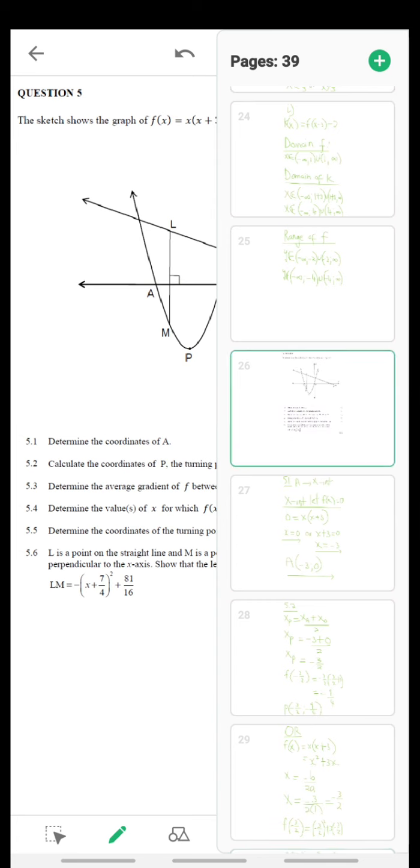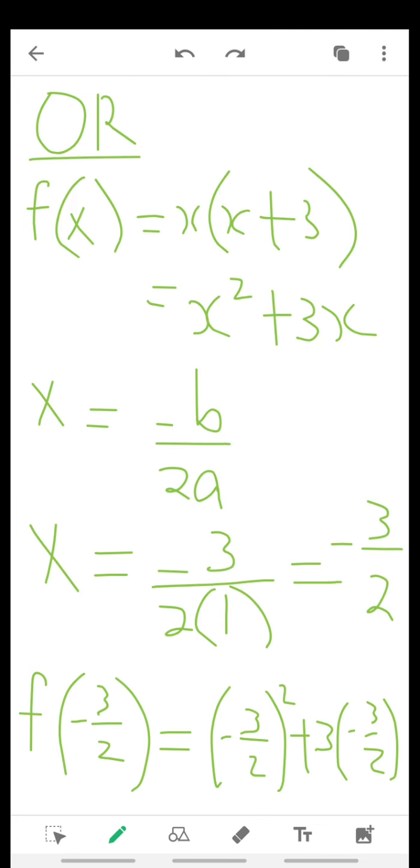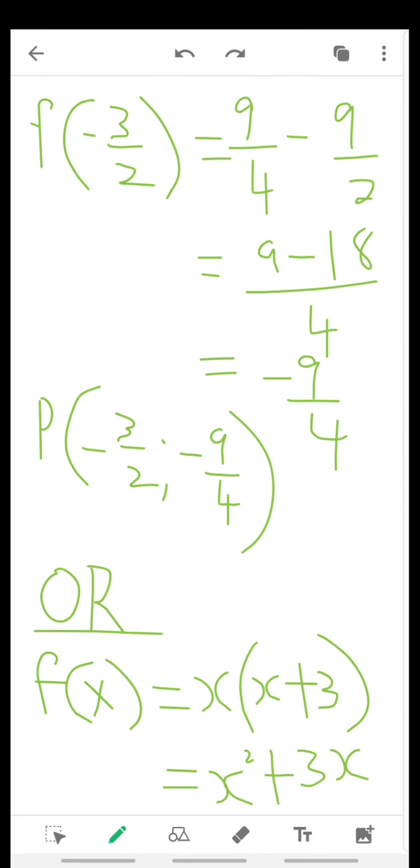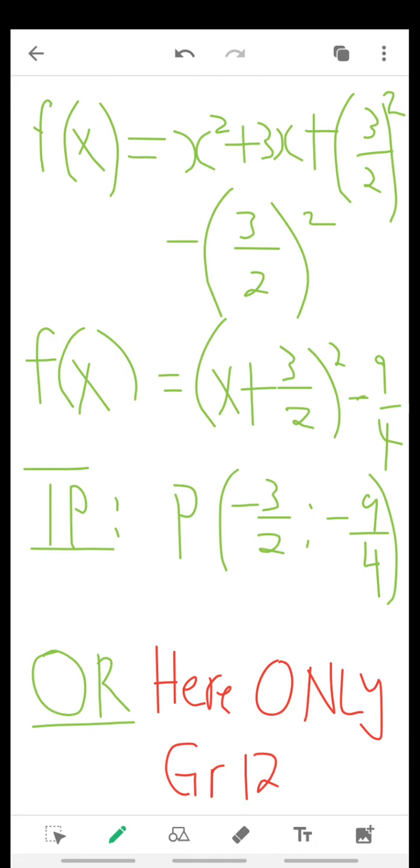Then next up, we have another method, but it's up to you which method you want to consider. They are more or less the same. It's up to you which one you favor. The next method is completing the square. So I first rewrote x times (x plus 3) in standard form, and it was x squared plus 3x. Then I completed the square. When you complete the square, you add and subtract half of the value of b, squared, and then you complete the square. So then my answer became f of x equals (x plus 3 over 2) all squared minus 9 over 4, where minus 3 over 2 and minus 9 over 4 were the coordinates of P, which is the turning point.